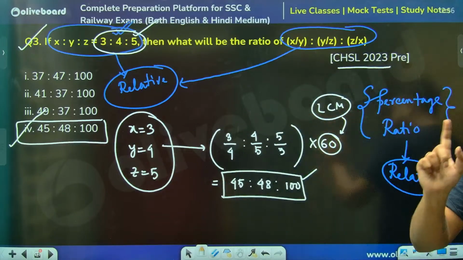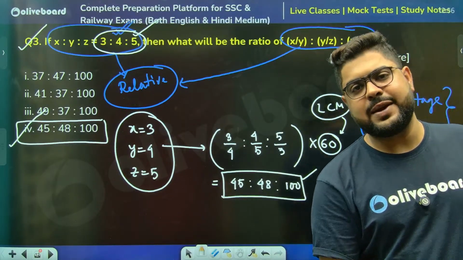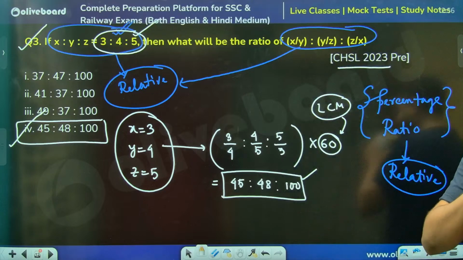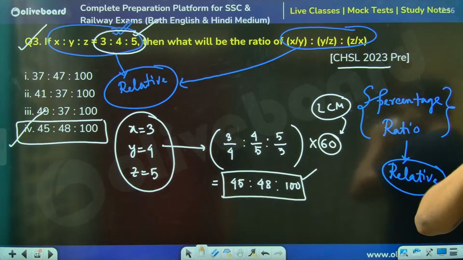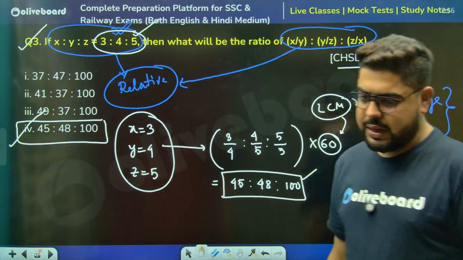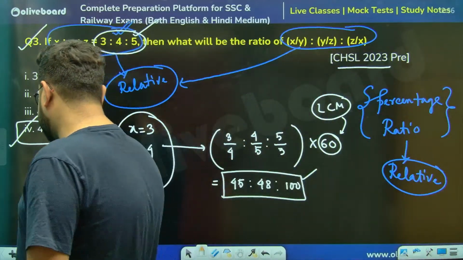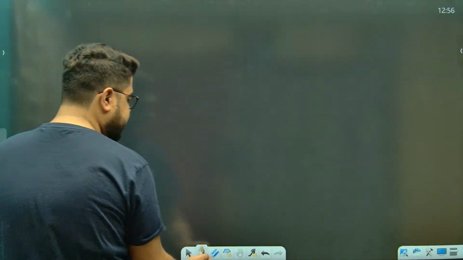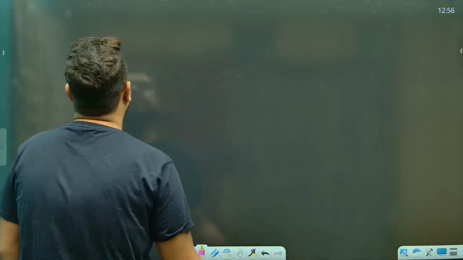Clear? Everybody clear, sir? Very, very simple. Everybody clear? Now, one simple thing, let me just give you simple information actually. Nothing to remind.